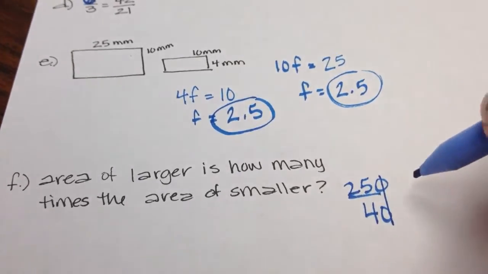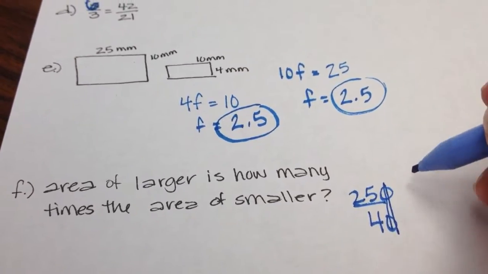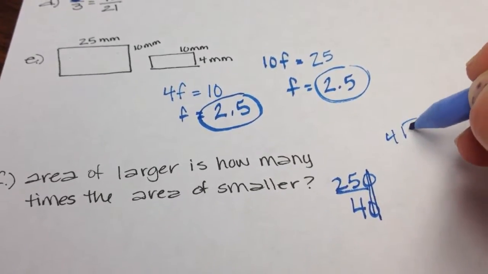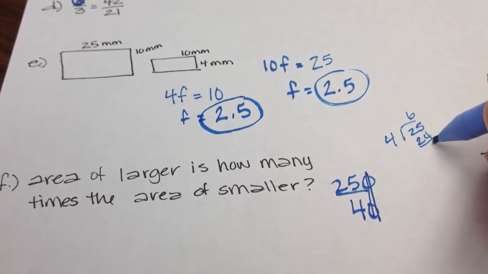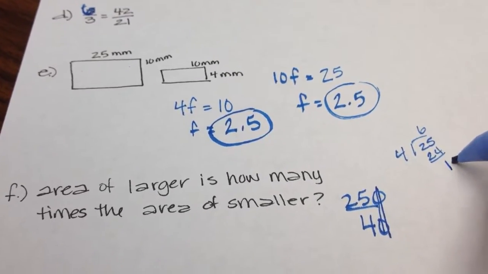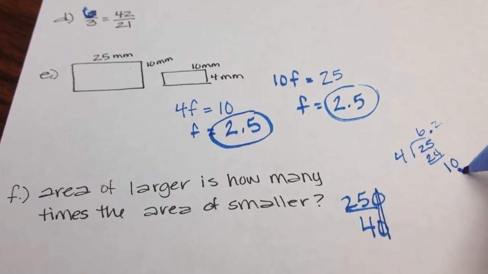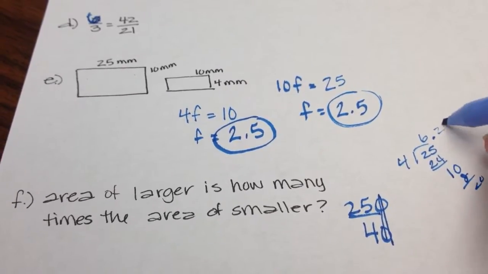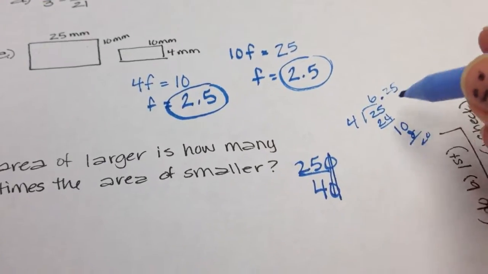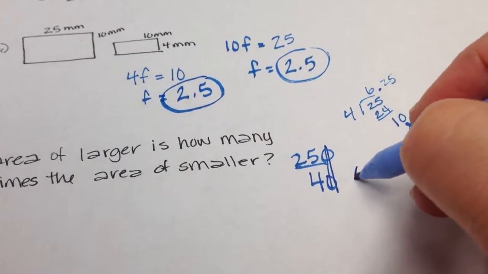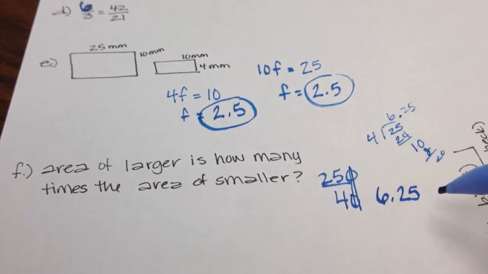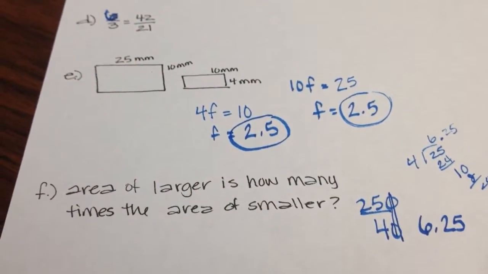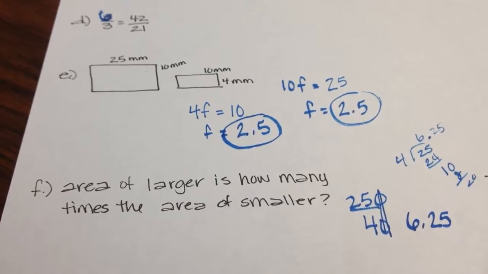And then 4 goes into 25. Let's do it up here. You can go in there 6 times. You'd get 24. You would get 1, and 0.2 gives you an 8. It gives you 25. All right, so doing it this way, I get 6.25. The area of the larger is 6.25 times greater than the smaller.